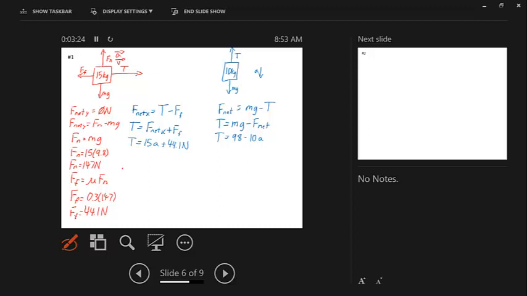Is it 98? Yes, the 98 does have newtons. That's not 9.8. No, it's 98 newtons, because remember that it's 9.8 times 10. Oh, okay.